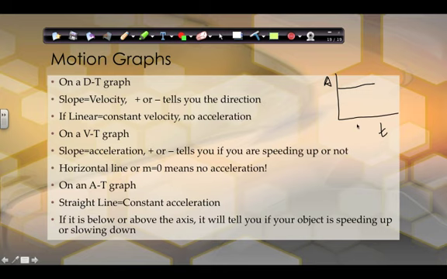Now, if it's below or above the axis here, that will tell you if your object is actually speeding up or slowing down. Since right here I see it's above the time axis, that means that I'm speeding up. In order for it to be slowing down, it would be below the time axis like this. That would tell me that I am slowing down.